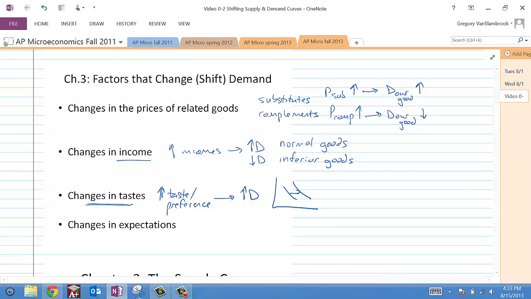Lastly, the factors that shift demand are changes in expectations, and mostly this refers to expectations of future prices, future price changes.